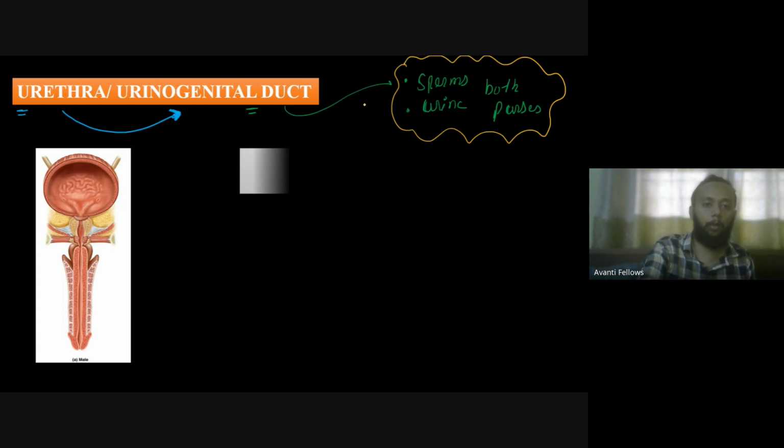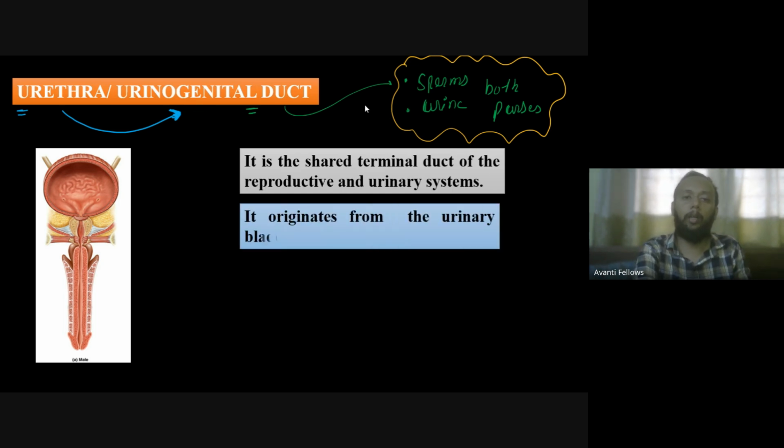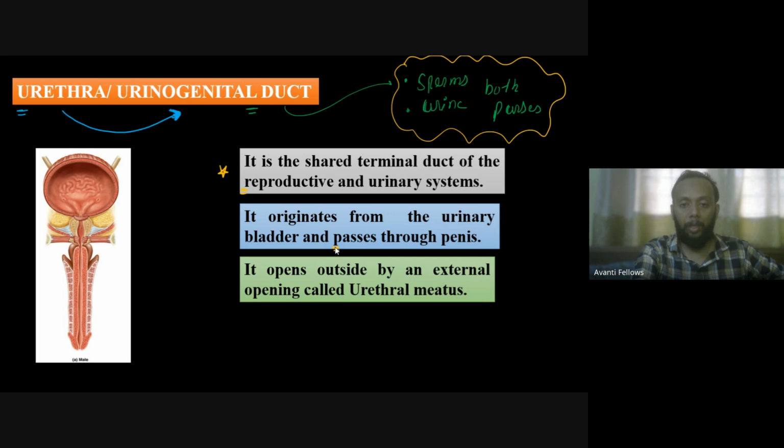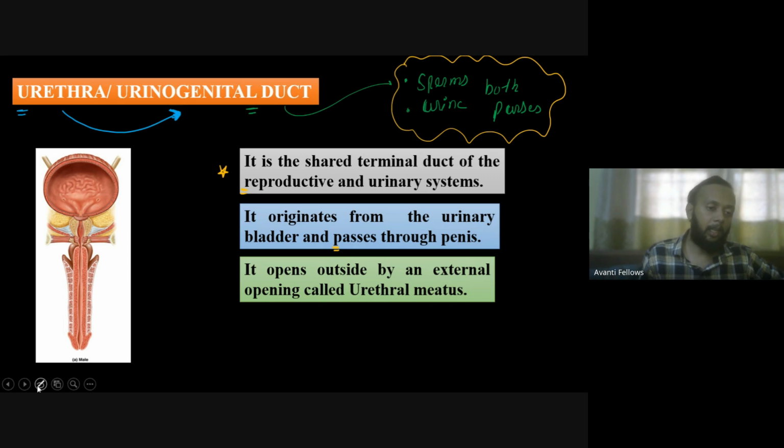Okay, so now let's have a look. It is a shared terminal duct of the reproductive and urinary system, something I've just mentioned. It originates from the urinary bladder and passes through the penis. That is your urethra. It opens outside by the external opening called my urethral meatus. Remember this: the urethra is ultimately going to open outside through the urethral meatus. This is a very simple thing which you can all remember.